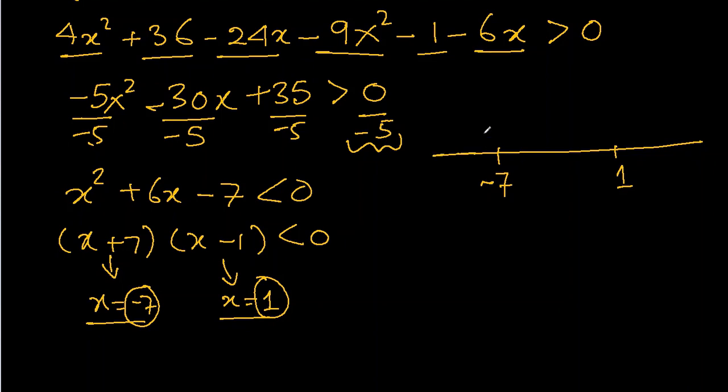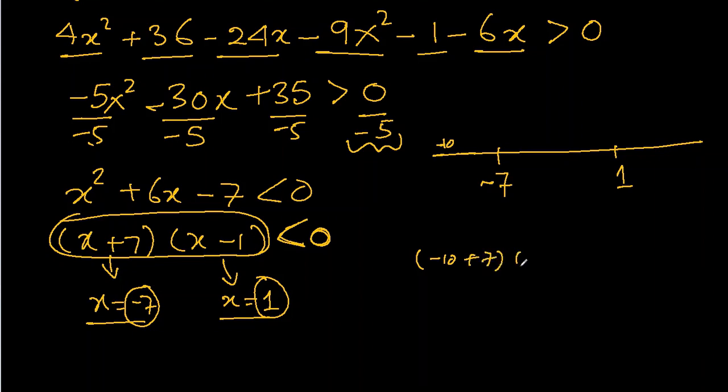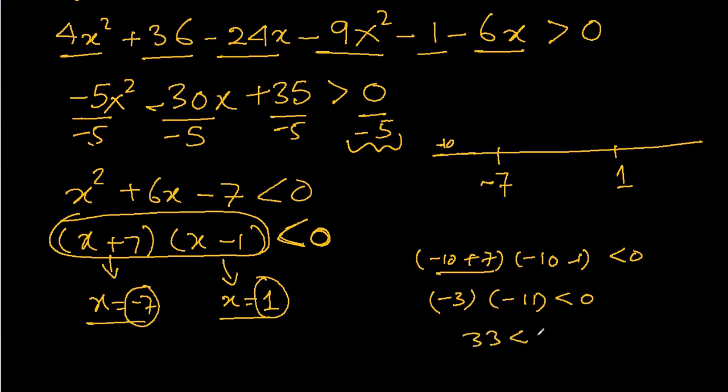Now choose a number less than minus 7 and substitute it in this one. If it comes out less than 0, which is negative, then that is our answer. If it does not, that is not our answer. So let me choose a number, say minus 10. Minus 10 plus 7, minus 10 minus 1, is it less than 0? Let's see. Minus 3, minus 11, the product is positive 33, which is not less than 0. So this is a wrong statement. This is not our answer.